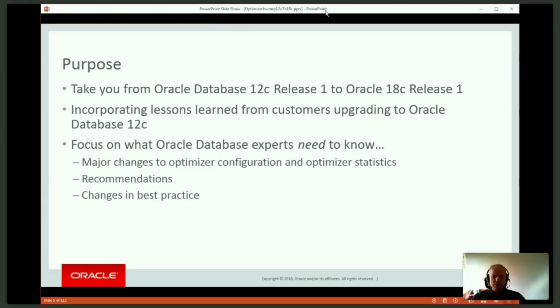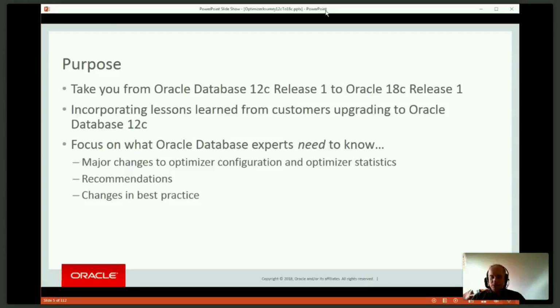So the focus is really not so much on there's this feature, this feature, this feature. It's more to do with focusing on what you as Oracle database experts need to know, the kind of things that I think are important, and the things that may affect the way you manage the database or may affect the way you interpret things that are happening on the database. So it's that kind of thing really.